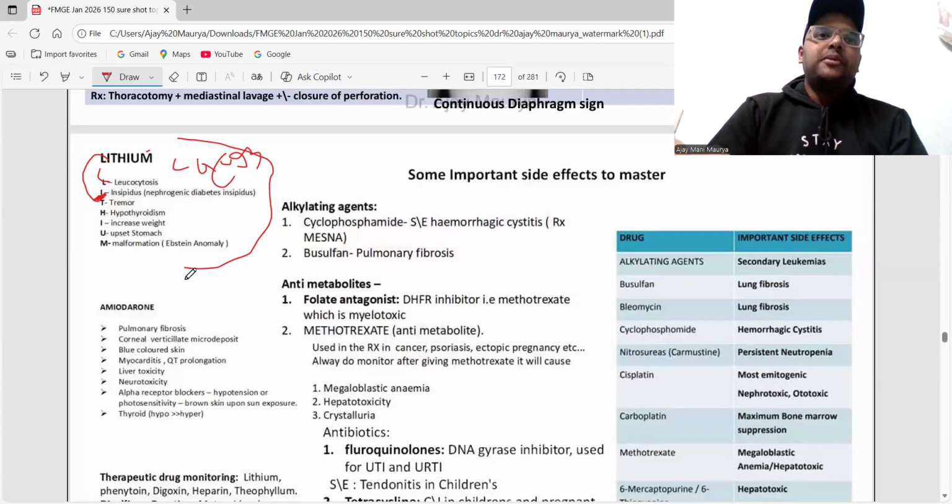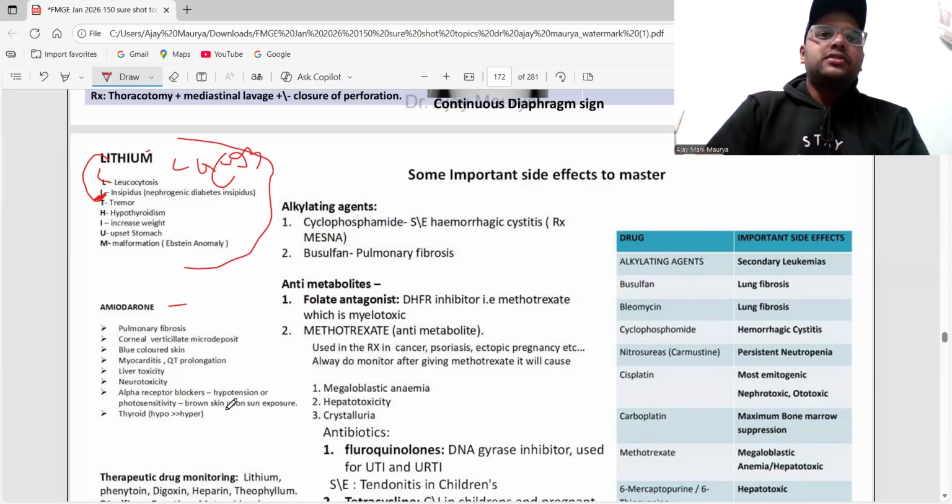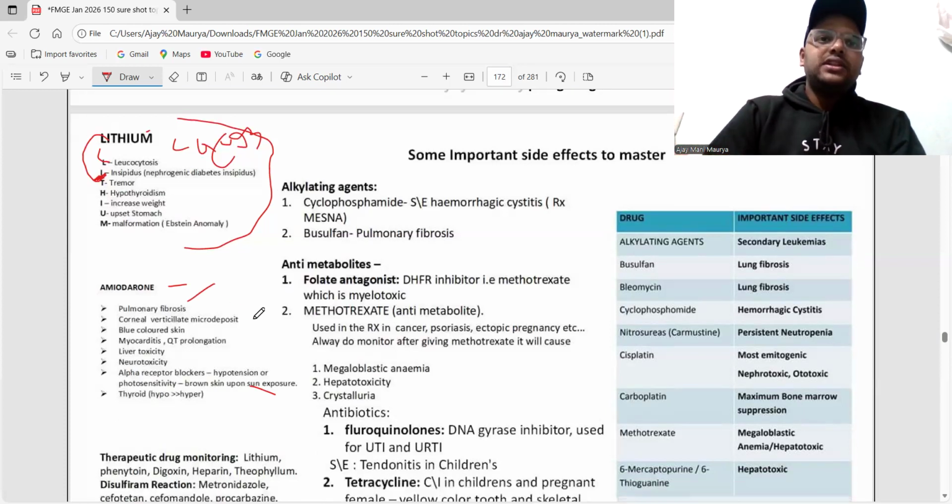Next one, amiodarone. It is used to control the rhythm. They will ask what the side effects of amiodarone are. There is one mnemonic, but I can't remember it. You have to remember the side effects: pulmonary fibrosis, corneal microdeposits, blue-colored skin, myocarditis, QT prolongation. These are all the side effects of amiodarone.